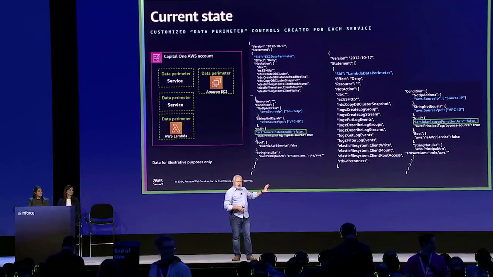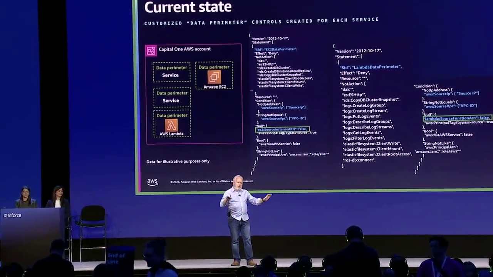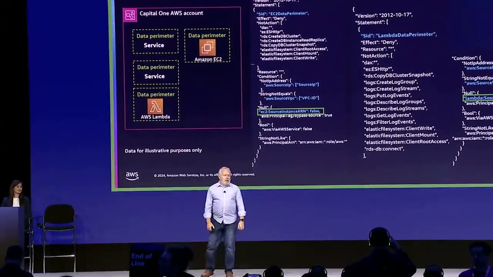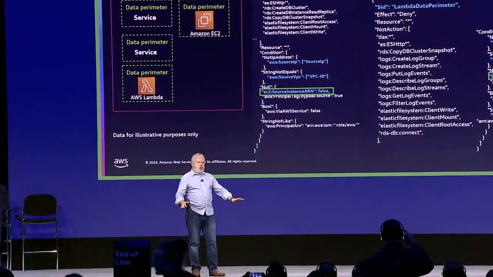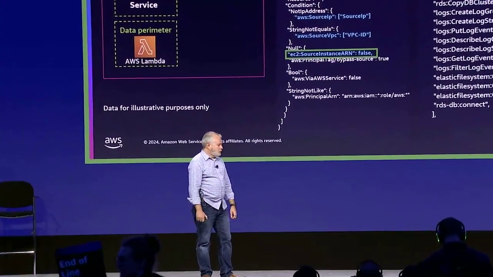So that's where we stopped with our first test. We had our source IPs, our VPCs, and our instance ARN, and we said, yay, let's turn this on. We did it. It broke a lot. Things were failing left and right.